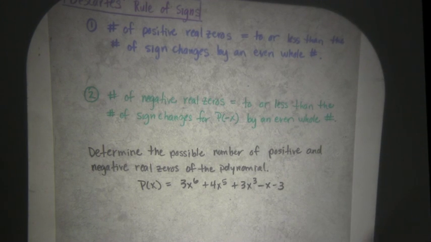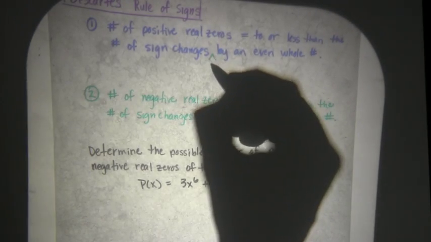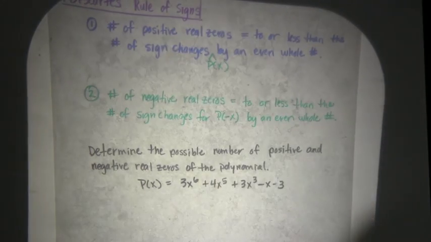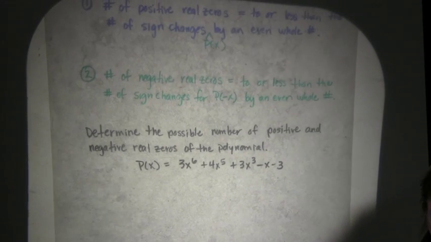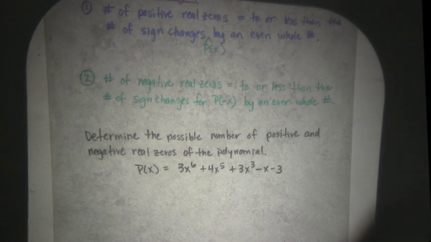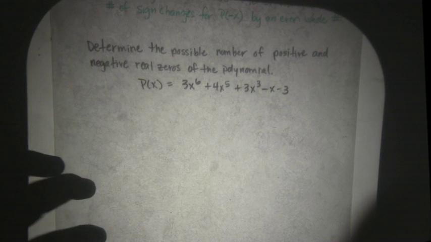So Descartes' rule of signs basically says that the number of positive real zeros is equal to or less than the number of sign changes by an even whole number. Sign changes of what, you might ask? Sign changes of p of x. We can even put p of x in there. So I have down here, that sounds really wordy. I know it sounds kind of weird, but let's go to an example here.